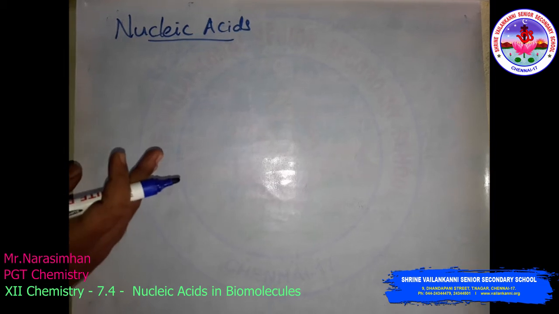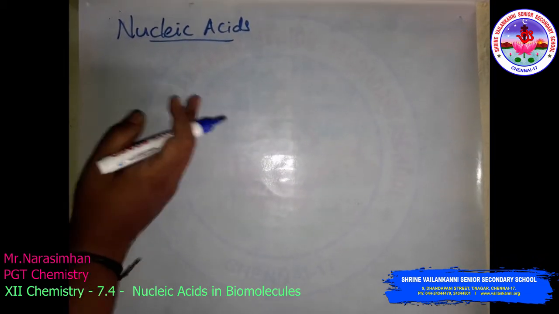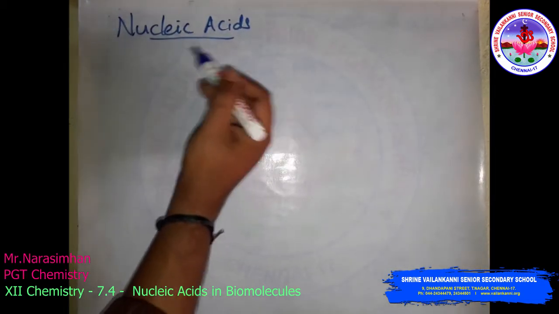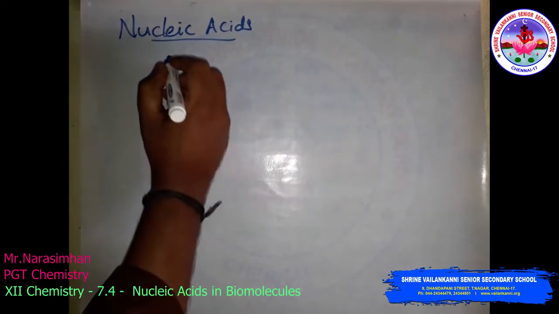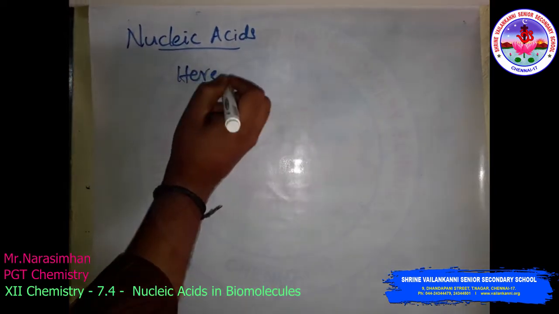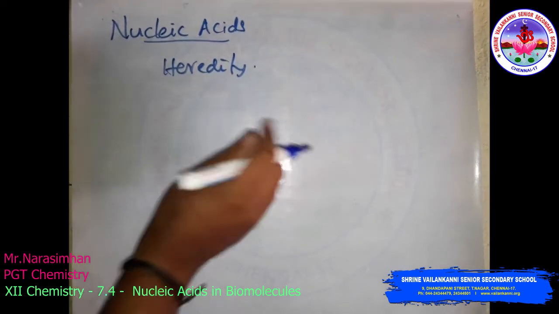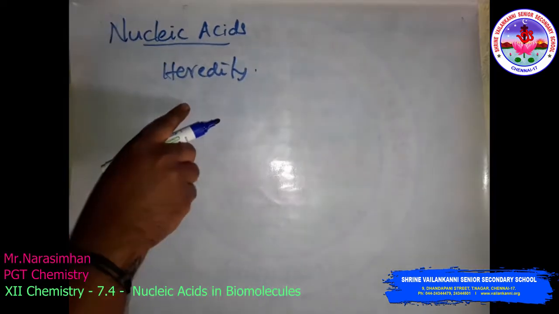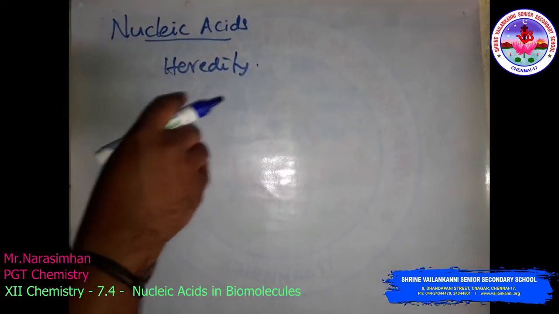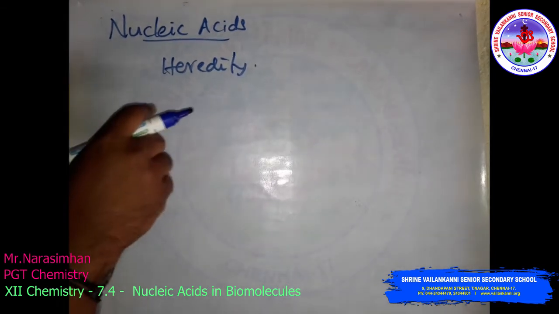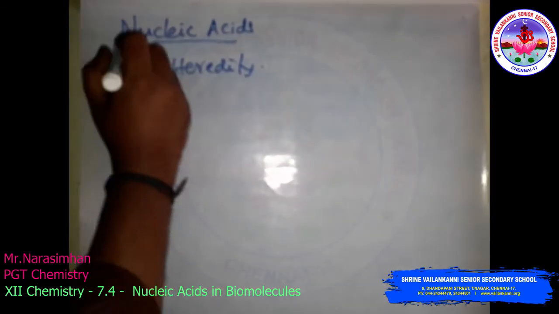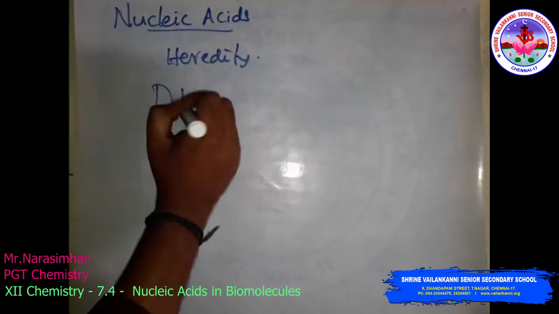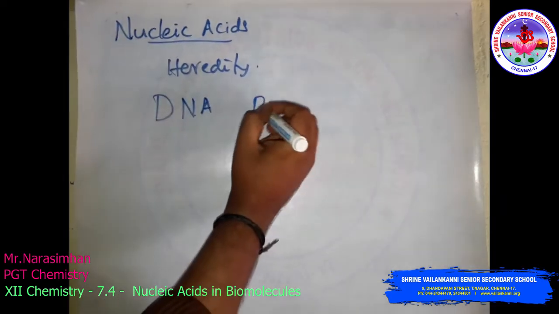It has been observed that the nucleus of a living cell is responsible for the transmission of the inherent characters. This is called heredity. The particles of the nucleus responsible for heredity are the chromosomes, which are made up of proteins and another type of biomolecule called nucleic acid. These are mainly two types: one is DNA, another one is RNA.